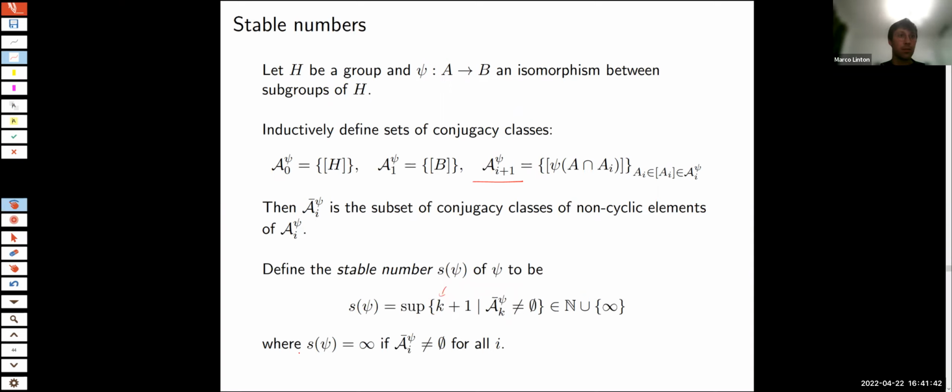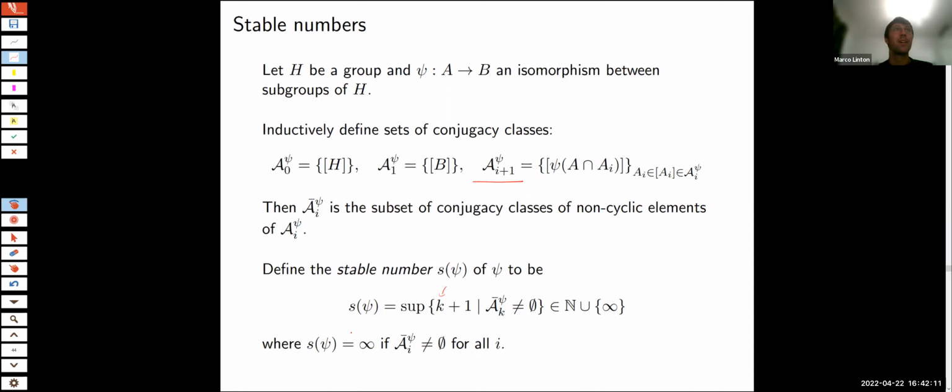And then your stable number is infinite if for every I there exists some segment of length I leading into H which has non-cyclic, non-trivial stabilizer. Okay, so hopefully this description was clear. If not, please stop me and complain.